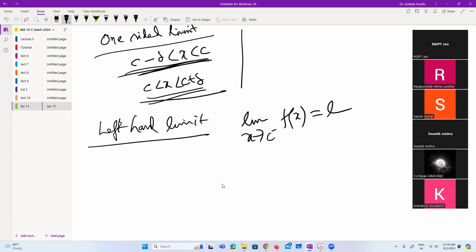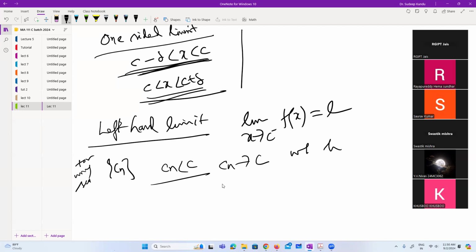So in sequential criteria, how will we write it? For any sequence Cn such that Cn is less than C and Cn tends to C, we have f of Cn converges to L.